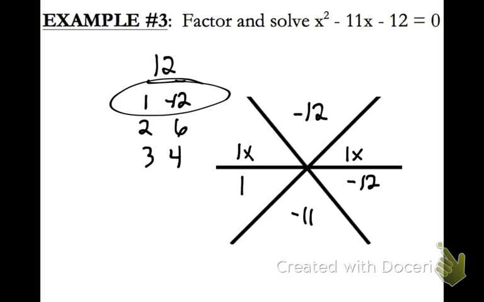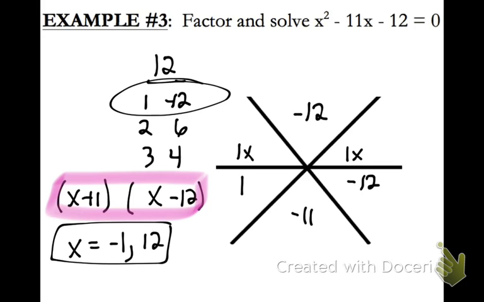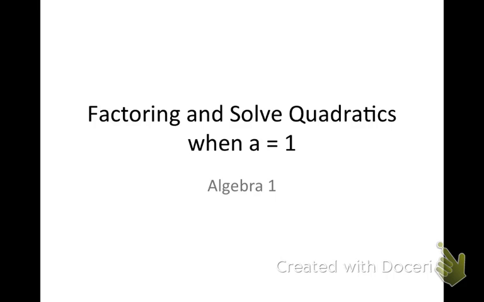Okay, again, when a is 1, you're not going to be able to simplify these fractions, so we're just going to write our answers out. So we have x plus 1 and x minus 12. Again, you can put the 1 in front of the x if you want to, but you don't need to. So here's my factored form, and now I'm going to solve it. Maybe by now you realized whenever a is 1, you just change the sign of your 1 and your 12 to solve. Okay, so now we're going to talk about when a is not 1.